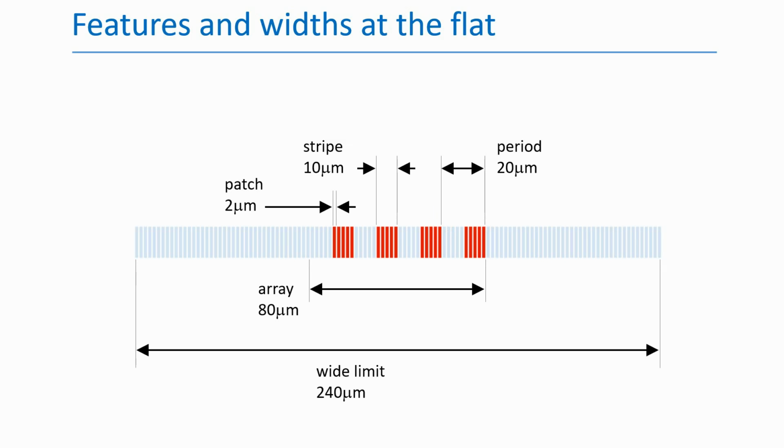The next feature is the array. This is the whole region of the pattern that contains any bright space, even though that bright space isn't contiguous.